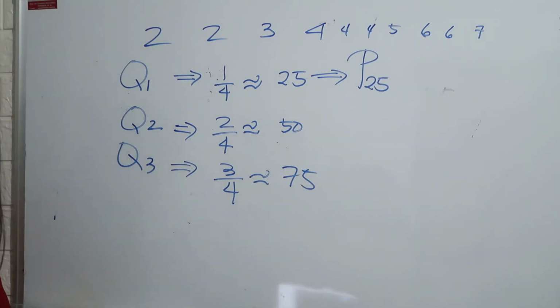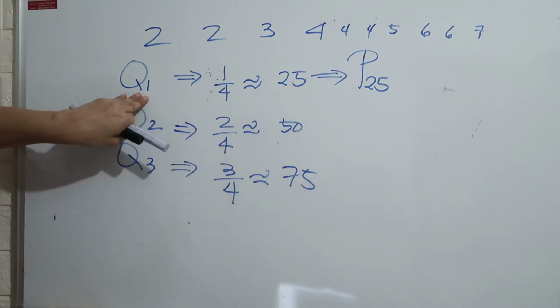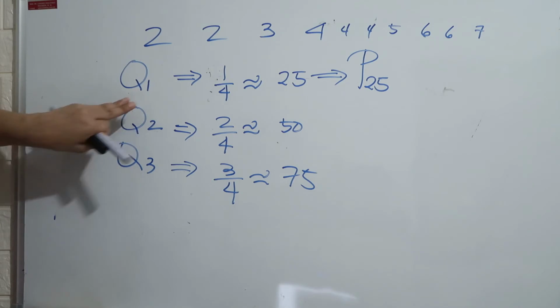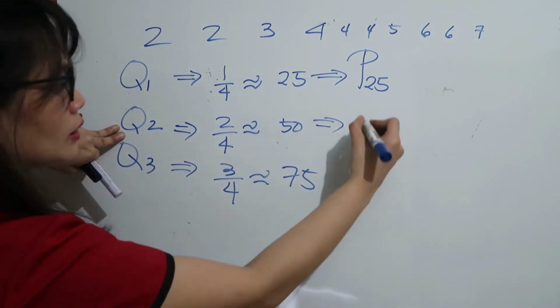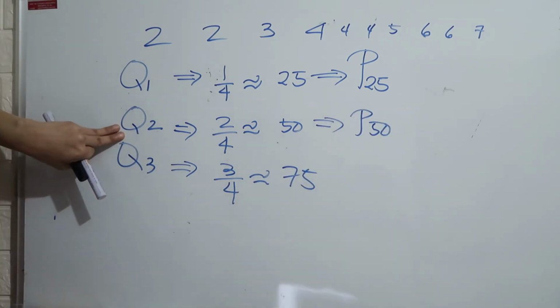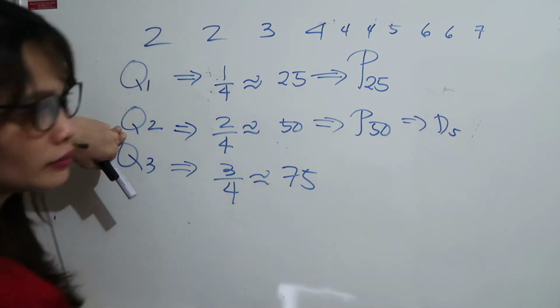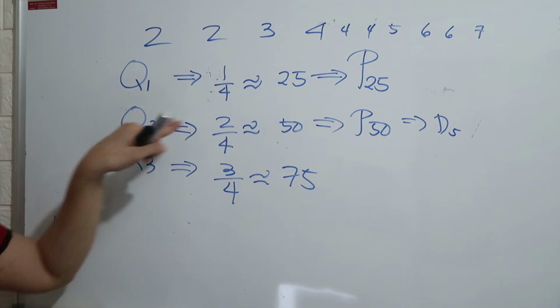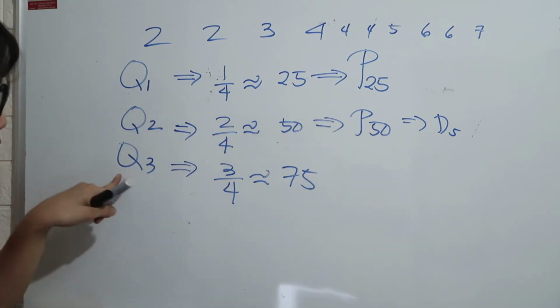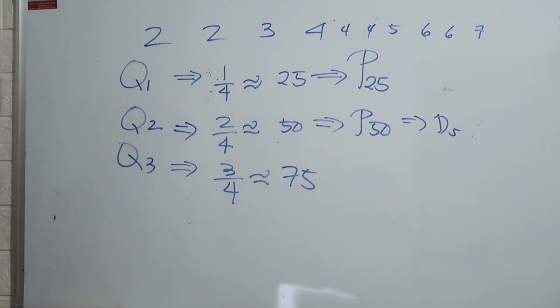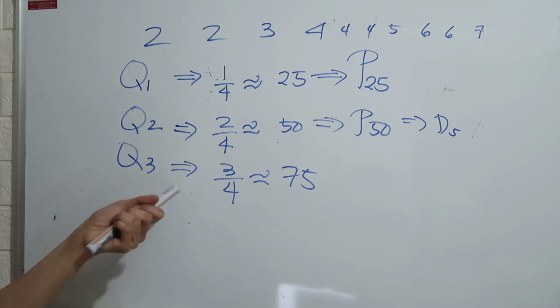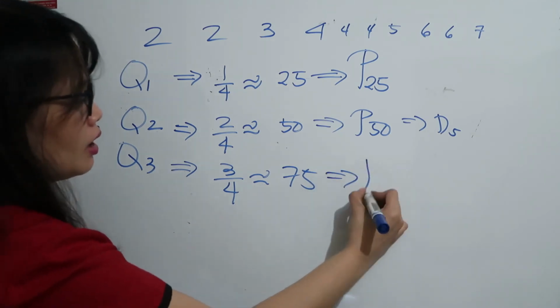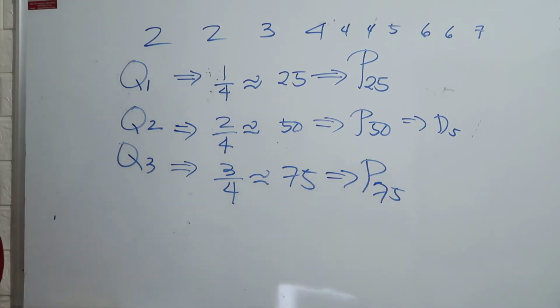Remember that when we say percentile, it divides the group into 100 equal parts. So percentile 25 is the same as the first quartile. Second quartile is the same as percentile 50, and they are the same as decile 5. Same lang yan. Half, half, half. Percentile 50 is the same as the second quartile, the same as decile 5. Quartile 3 is the same as percentile 75.